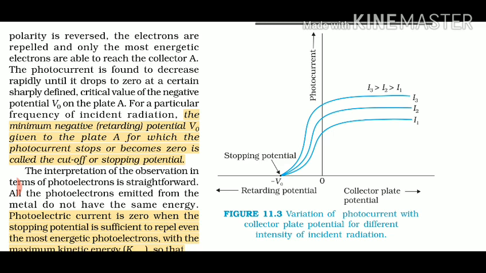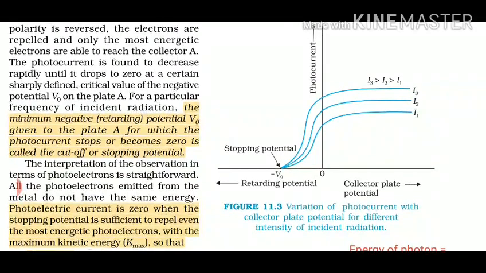As you can see here, the potential is decreasing on this side because we are moving towards the left hand side. What do we mean by the decrease in potential? Decrease in potential means that we are making the anode less positive. By making it less positive, there is less attraction, so a lesser number of electrons will be attracted, and lesser will be the photocurrent. So as you can see, photocurrent is decreasing.